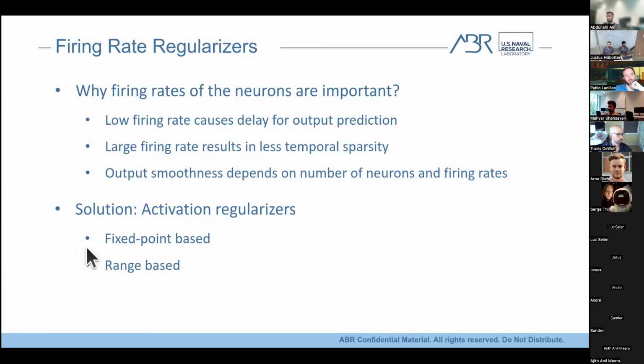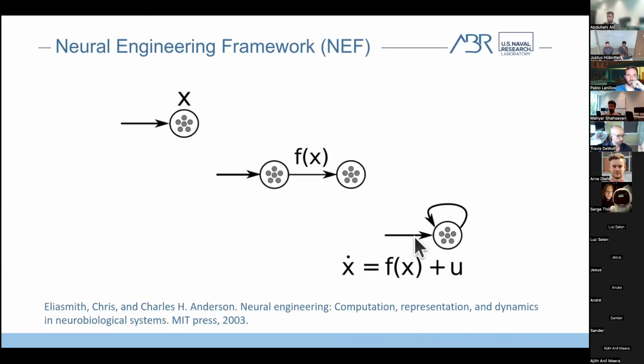You can do a range based, and just penalize any neuron that's firing outside of, say, 50 to 100 hertz, or you can do a percentile based, where you take, say, the top 1% of neurons that fire, and then do either a fixed point or a range based. And in our implementation here, we do a percentile range based. So we look at the top 1% of neurons that are firing, and we penalize them if they're firing outside of 50 to 150 hertz. So that's on the ML side of things.